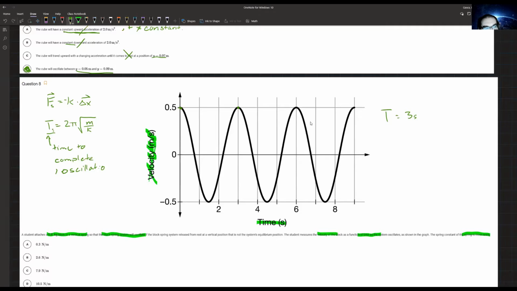So let's see here. Looking at this, we get T squared equals 4 pi squared M over K. All I did was I squared both sides. We're looking for the spring constant. The spring constant K is going to be given by 4 pi squared times the mass, which is 0.6, divided by the period of oscillation, 3, quantity squared.